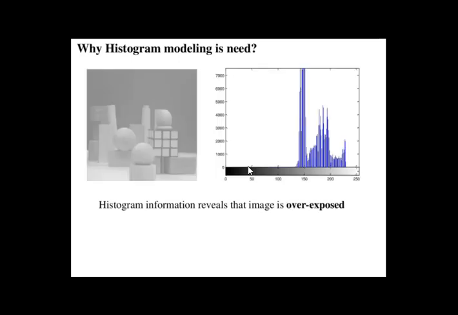Now this histogram shows that the image is overexposed. Half of the portion is having zero intensity value, and in the other portion the intensity values are changing.